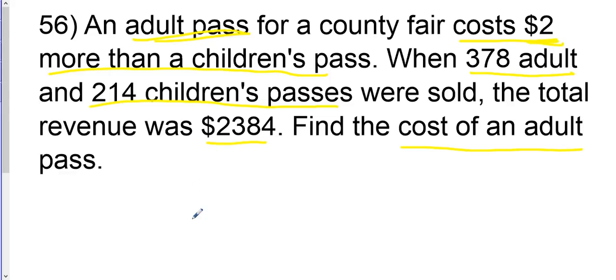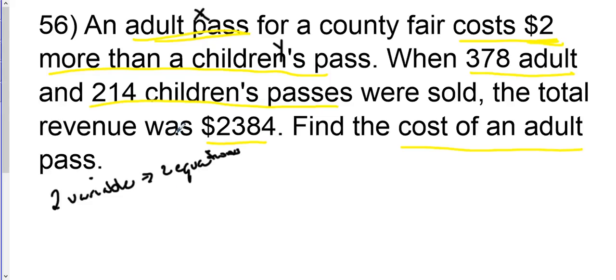All right, well, here we go. Let's figure this out. First off, the adult pass cost we're going to say is X, and a child's pass cost is Y. Because we're going to figure out the cost of an adult pass, we're looking for an X value. Now, two variables means we need two equations, and these are probably going to be linear equations.